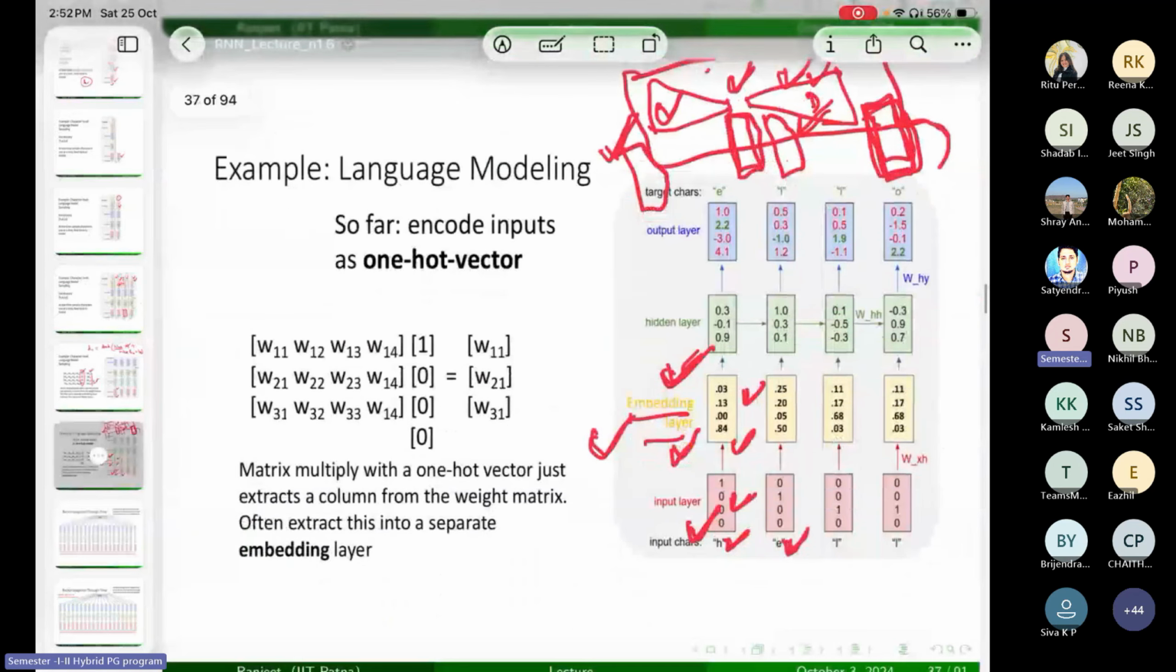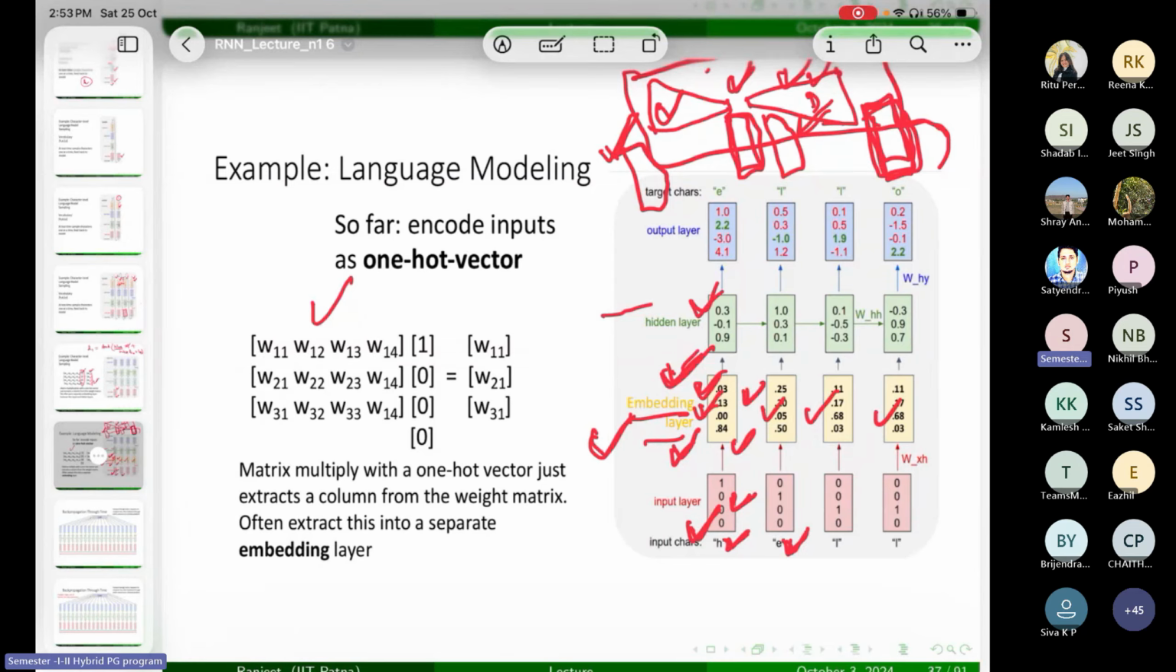Now remaining things will be the same. Just now these are having non-zero values, and then we apply the same function again, all those things whatever we have seen before. So this will be getting multiplied with the WXH, and this again will be having a past hidden state that will multiply with WHH. Sum these two terms, then add the bias and apply the tanh, and you will get this.